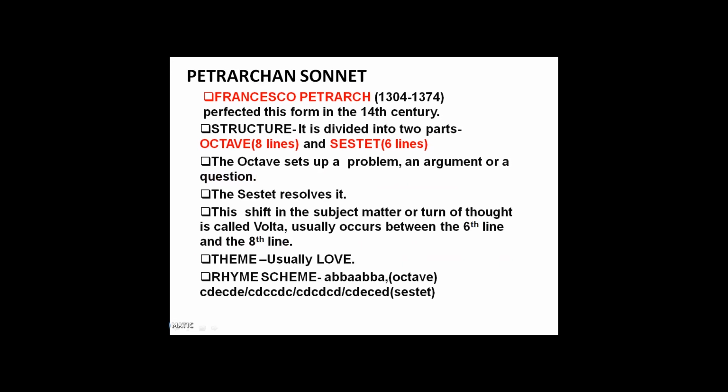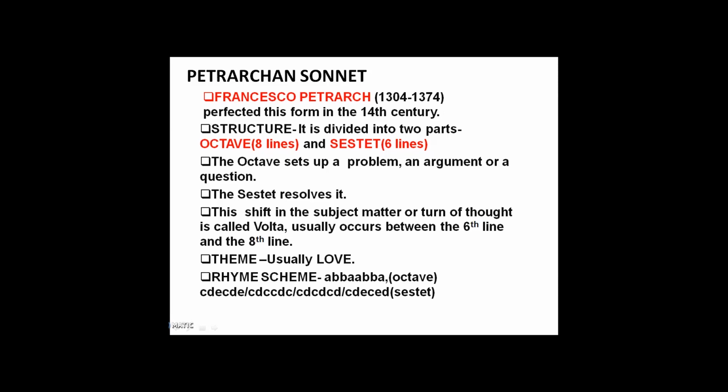So, what is a Petrarchan sonnet? It was Francesco Petrarch who perfected this form of sonnet in the 14th century. Hence, this sonnet is named after him. This sonnet is divided into two parts, the octave and the sestet. The octave consists of 8 lines and the sestet consists of 6 lines. The octave sets up a problem, an argument or a question, while the sestet resolves it.